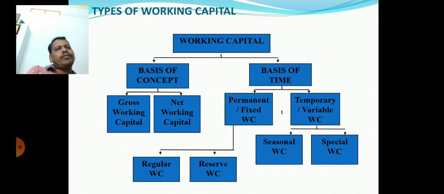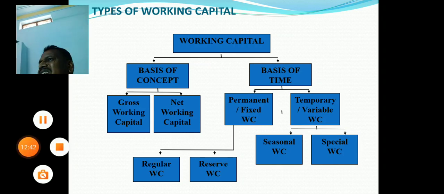In depth, if we make the classification of the working capital, we can categorize it in different ways. One is gross working capital, that is equal to the total current assets. Another is net working capital, that is equal to total current assets minus total current liabilities and provisions. The permanent working capital has regular working capital and reserve working capital. The temporary working capital is treated as seasonal working capital and special working capital.